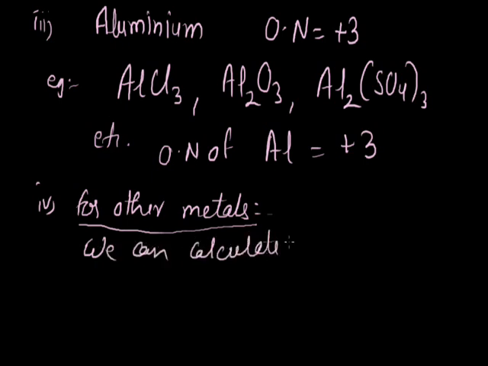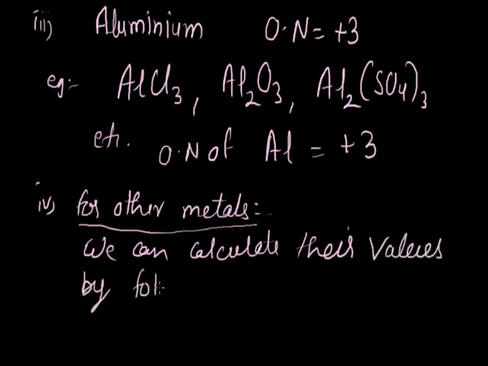calculate their values by following some concepts, because some metals show variable valencies, so there is a need to calculate their valencies by some basic concepts. First, the oxidation number of an element in its free state or in allotropic form is always equal to 0.